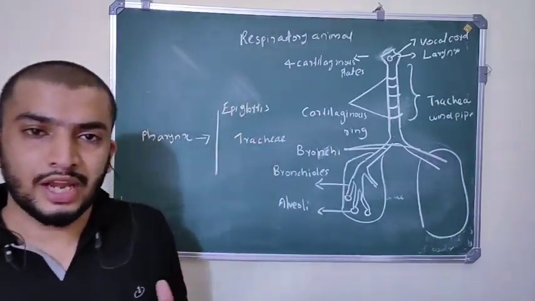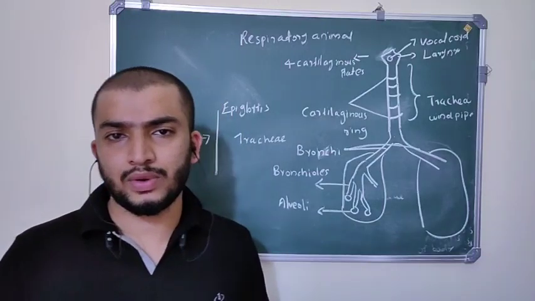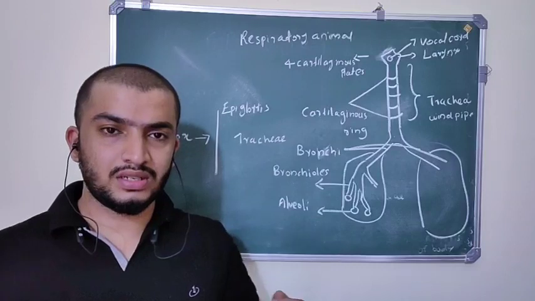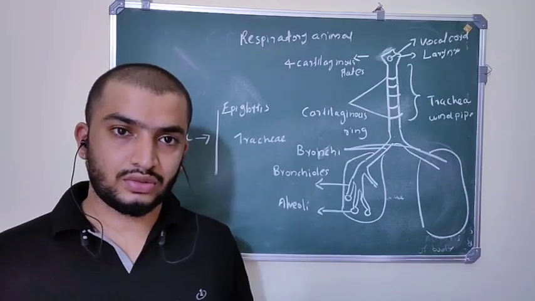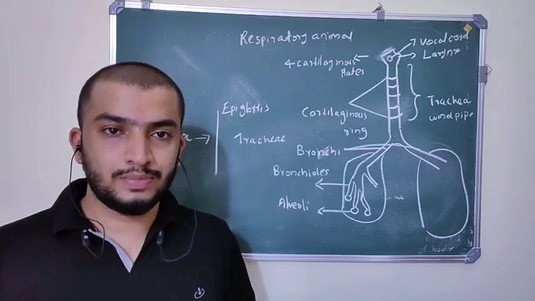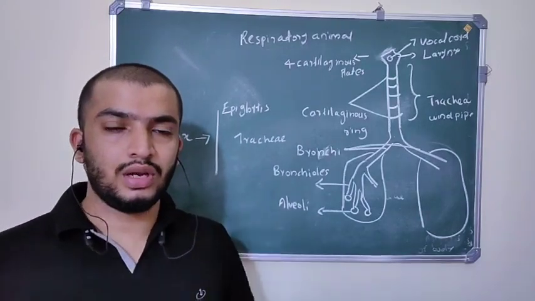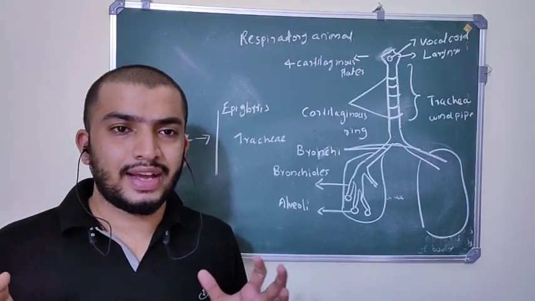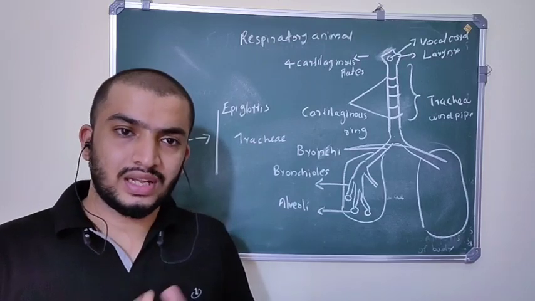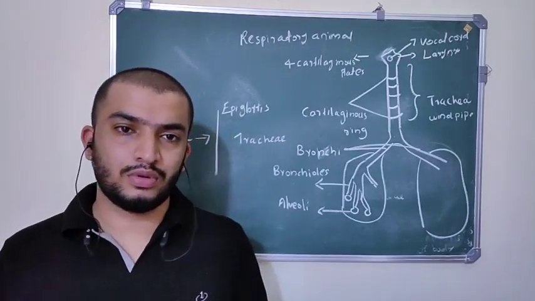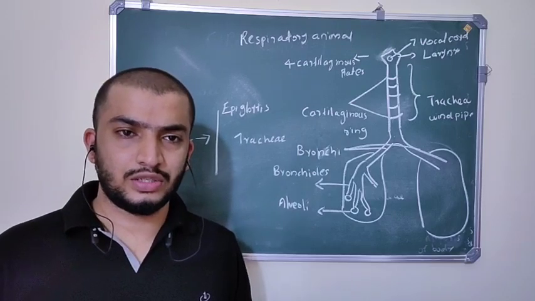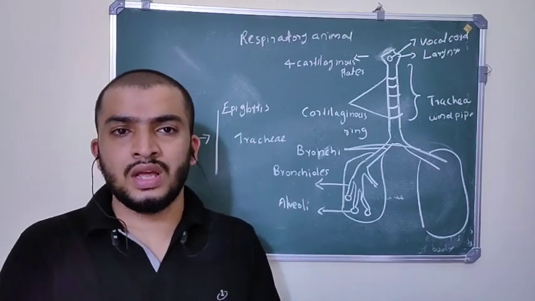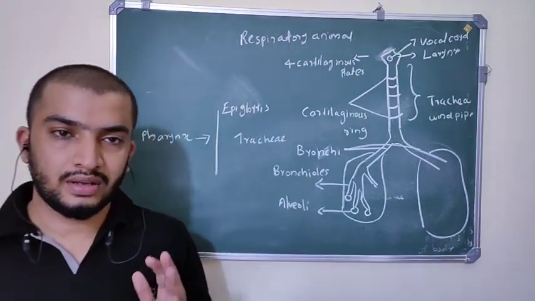Inspiration is an active process. What is meant by active process? For doing inspiration, the muscles of our lungs should contract. Only then can we do inspiration, taking gas from the atmosphere into the lungs. For expiration, no muscle contraction takes place, so expiration is a passive process. That is the difference between active and passive process. Active process means muscle contraction takes place, and passive process means no muscle contraction takes place. So inspiration is an active process and expiration is a passive process.